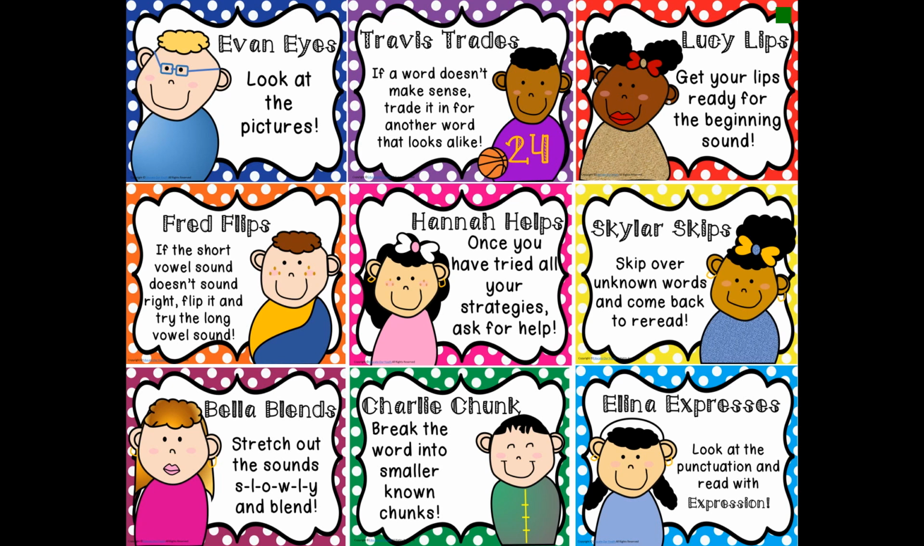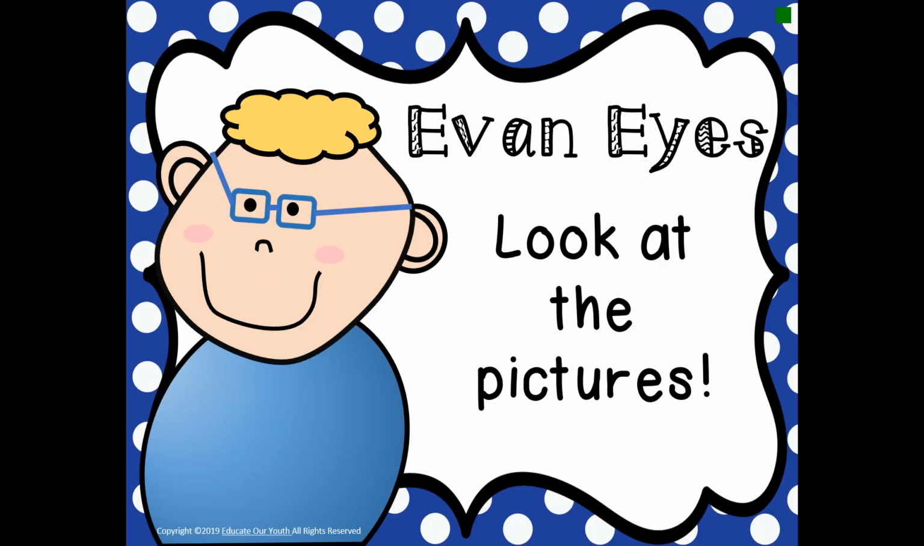Today's video is all about these 9 effective reading strategies and how to use them in order to get children to read. The first strategy is Evan Eyes. This is when a child looks at the pictures to understand unknown words. This strategy works really well with predictable text.